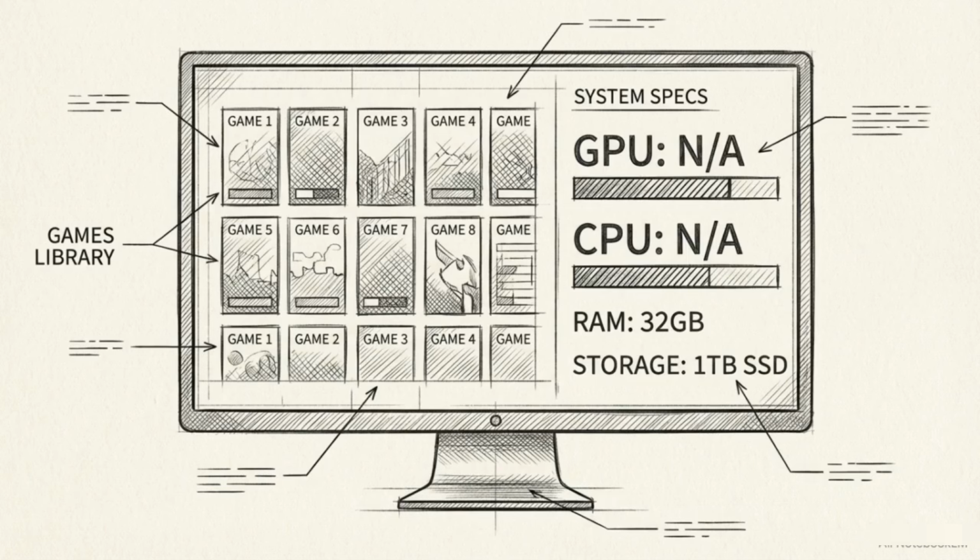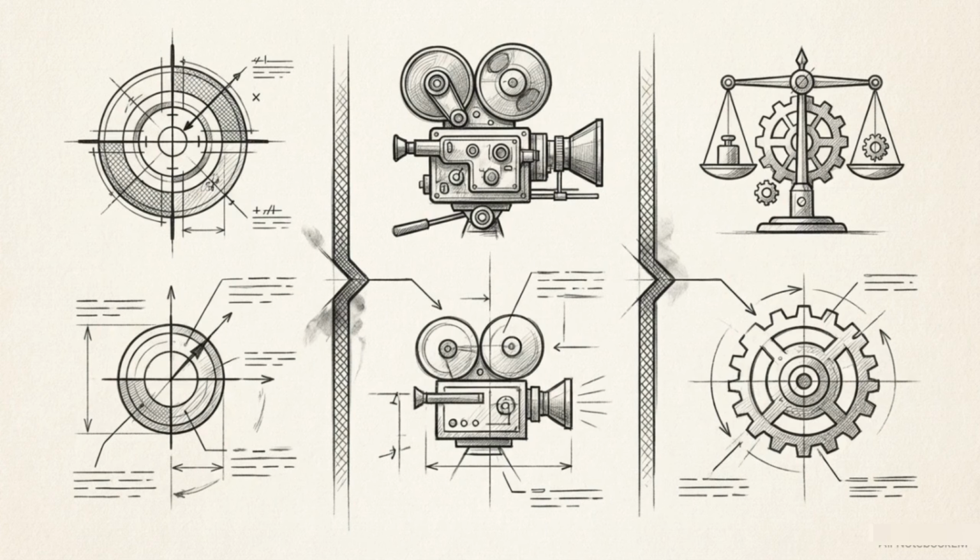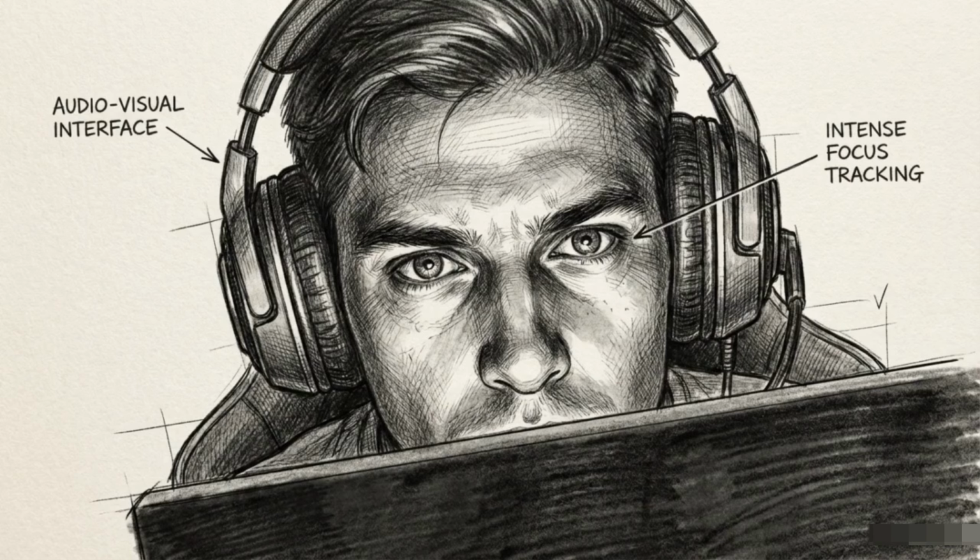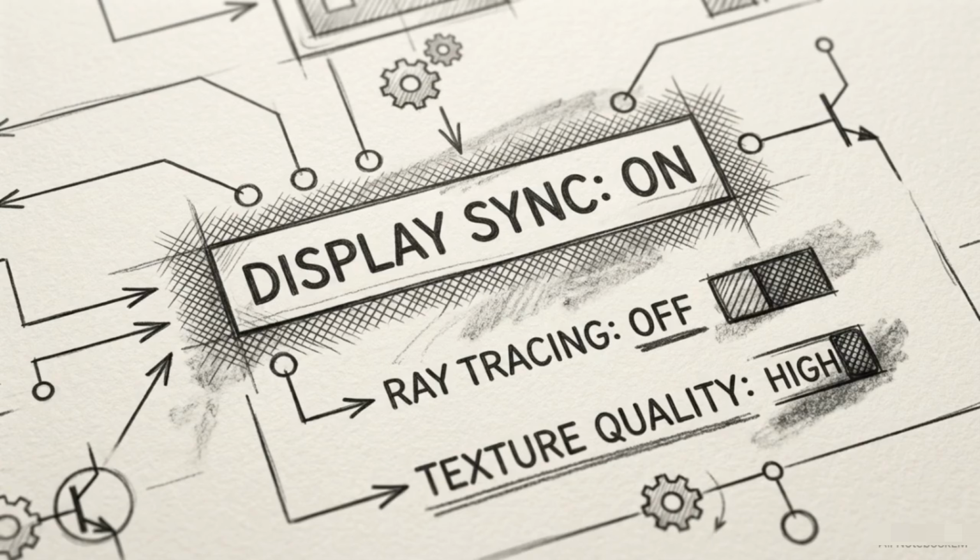The right configuration depends on what you're playing and what your hardware can handle. To make it simple, we can break the recommendations down into 3 player profiles. For the competitive gamer, latency is everything. Turn off ray tracing and frame generation. Keep textures on high and use display sync for a clean, responsive image.